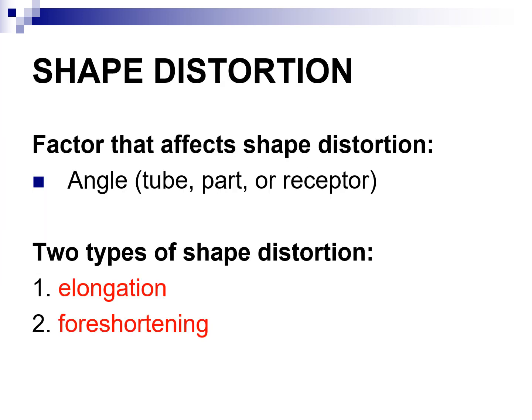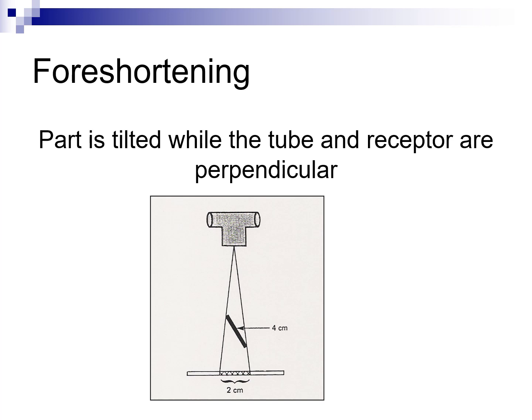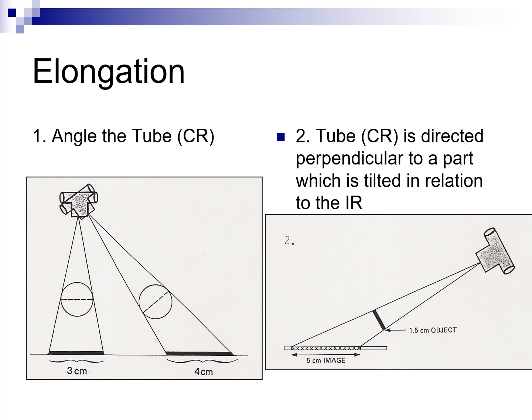Shape distortion is our last factor, and the factor that affects shape distortion is the angle of the tube, part, or receptor. The two types of shape distortion are elongation and foreshortening. Foreshortening is caused when the part is tilted while the tube and the receptor are perpendicular. And elongation is caused by either angling the tube, or the tube is directed perpendicular to a part that is tilted in relation to the image receptor.